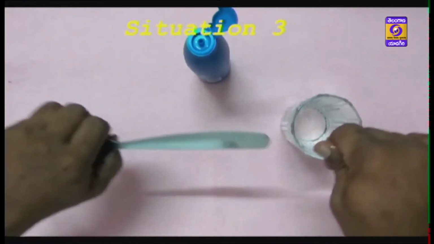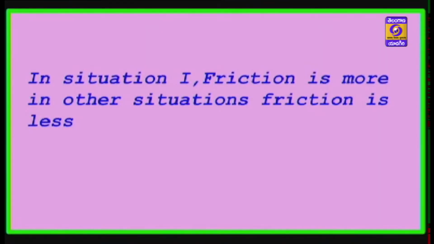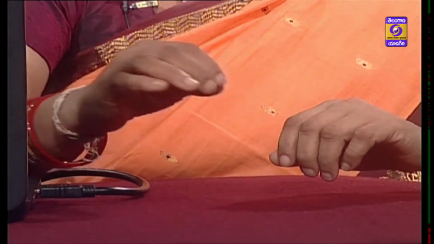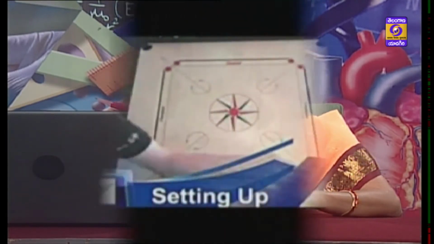In situation 1, friction is more, and in other situations friction is less. Children, while pulling the spoon, we have used coconut oil, then the friction is reduced. So, coconut oil is used to reduce the friction between the fingers and the spoon. Coconut oil here is used as a lubricant to reduce the friction.